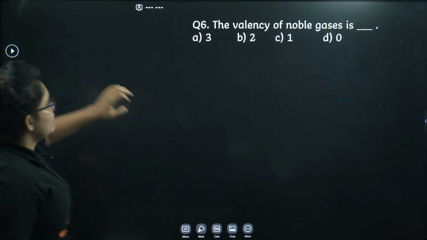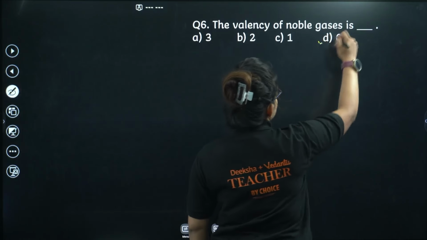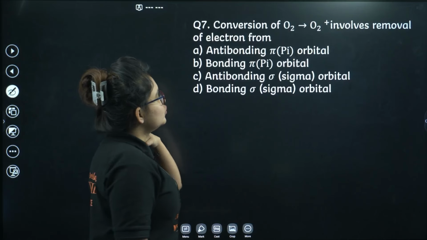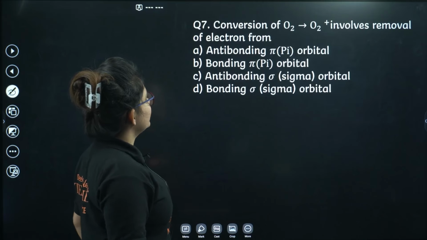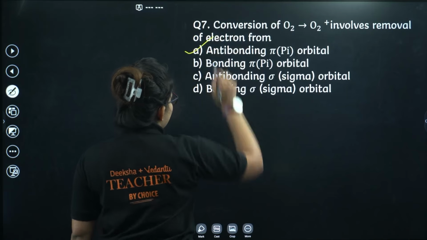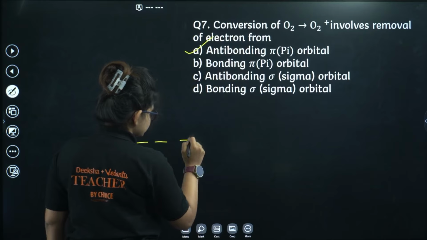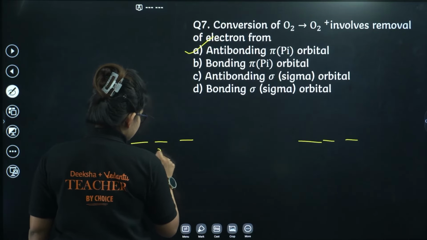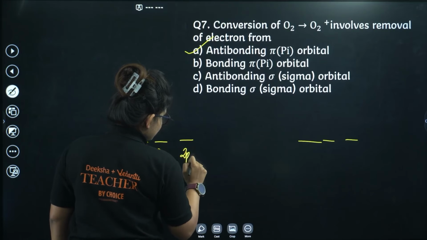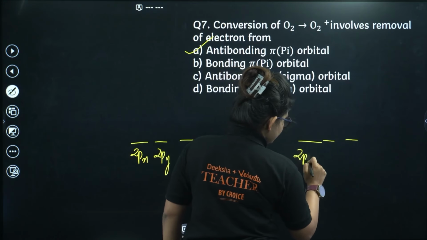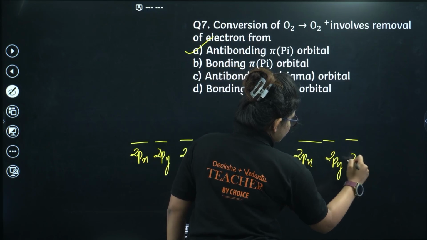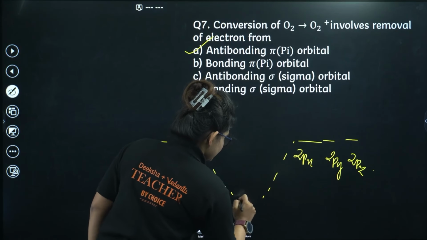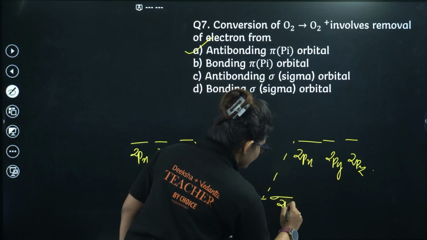Let's proceed. Here you can see the valency of a noble gas is going to be 0. Next, the conversion of O2 to O2 2 plus involves the removal of one electron from the anti-bonding pi orbital. So basically what happens, let's say this is my 2p, let's say 2px, 2py, 2pz. This is also 2px, 2py, 2pz. Once they form bonding, this is sigma 2px.